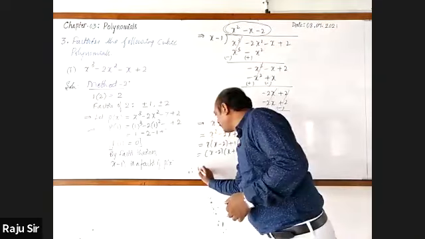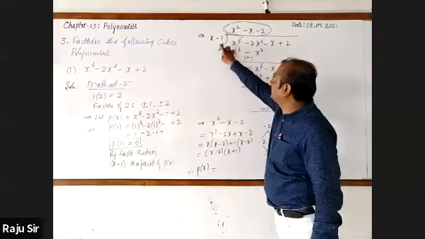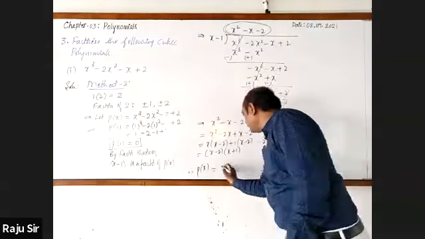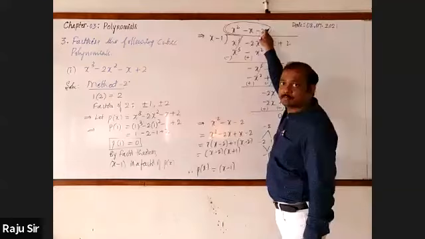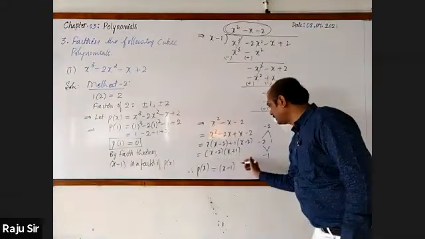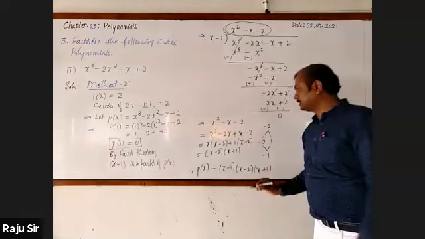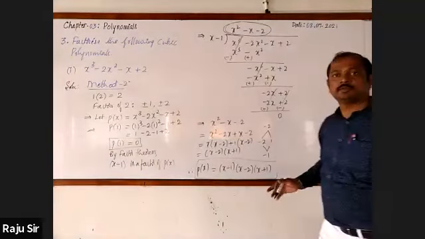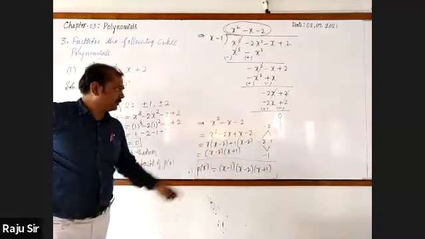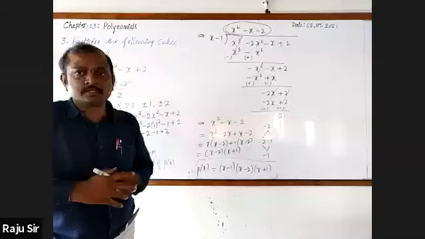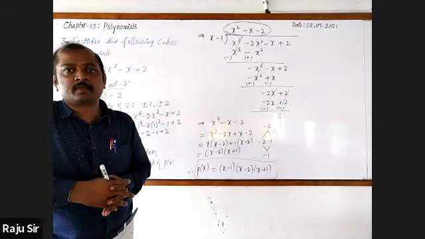You understand? Yes, sir. Therefore, P of x is equal to x minus 1 into x square minus x minus 2. It is nothing but x minus 2 into x plus 1. This is the factorization. We got the same x minus 1 into x minus 2 into x plus 1. Have you understood? Yes, sir.